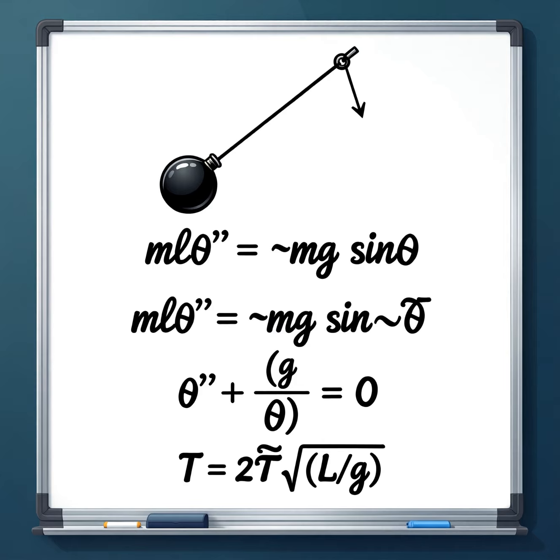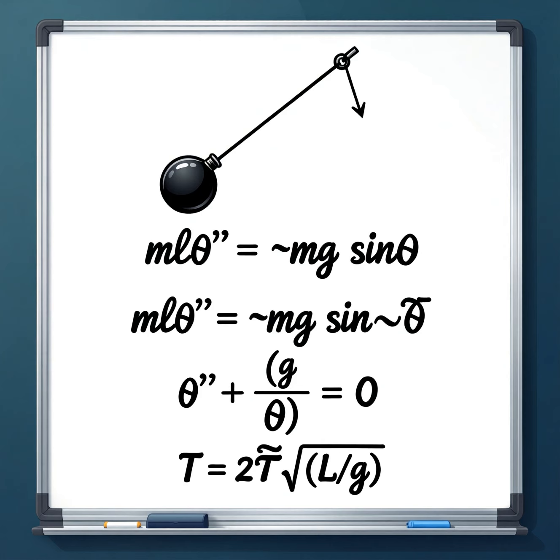First, we write the torque about the pivot as τ = -mgL sin θ. Newton's second law for rotation gives τ = Iθ'', where I is the moment of inertia. For a point mass at distance L, I = mL². Substituting gives mL²θ'' = -mgL sin θ. Divide both sides by mL to get θ'' = -(g/L) sin θ.